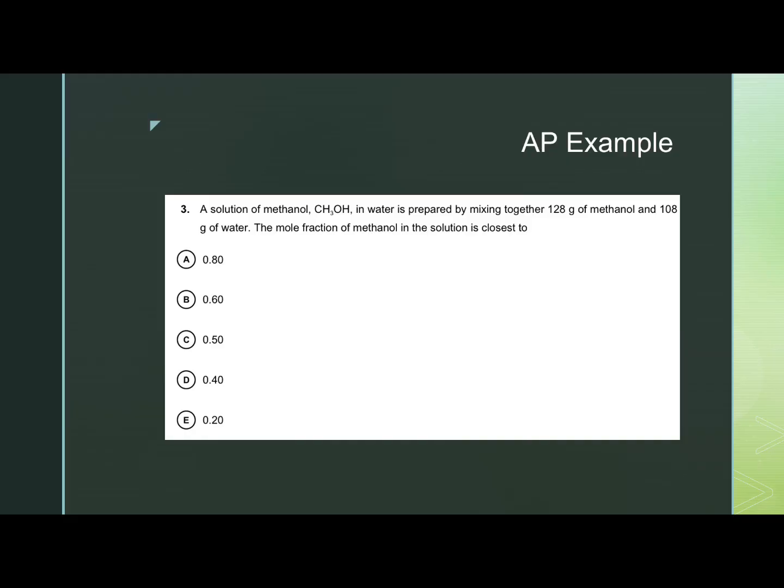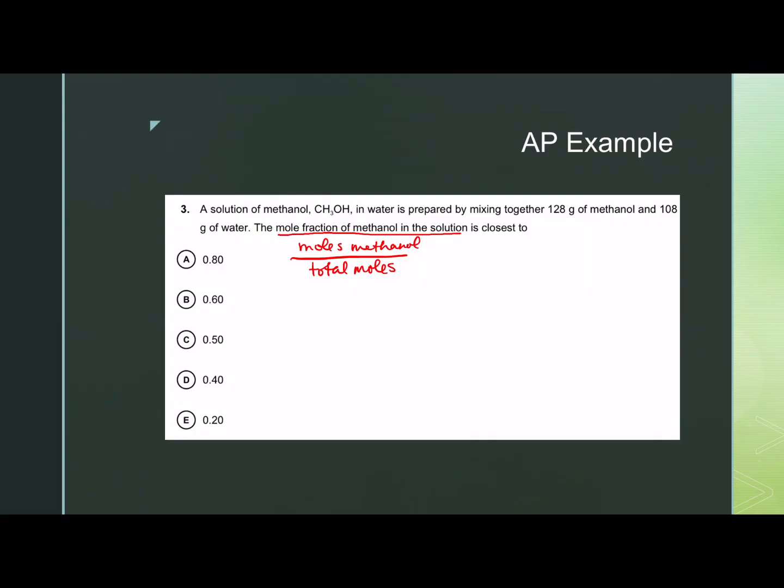Let's do one more example. Pause the video, and when you're done solving this problem, push play to see how you did. This question is asking about a mole fraction. So we need to know that a mole fraction is the moles of the substance we're concerned with, in this case methanol, out of the total moles in the solution. And that would make a mole fraction.